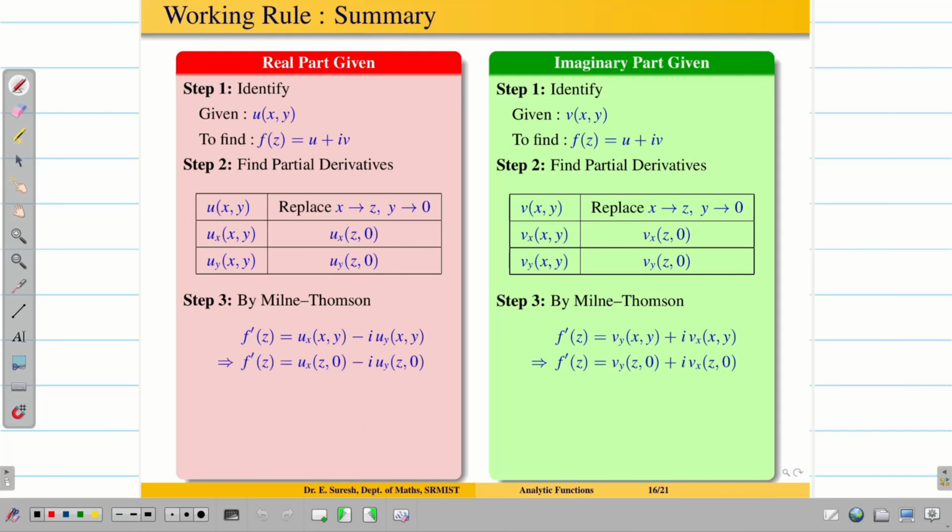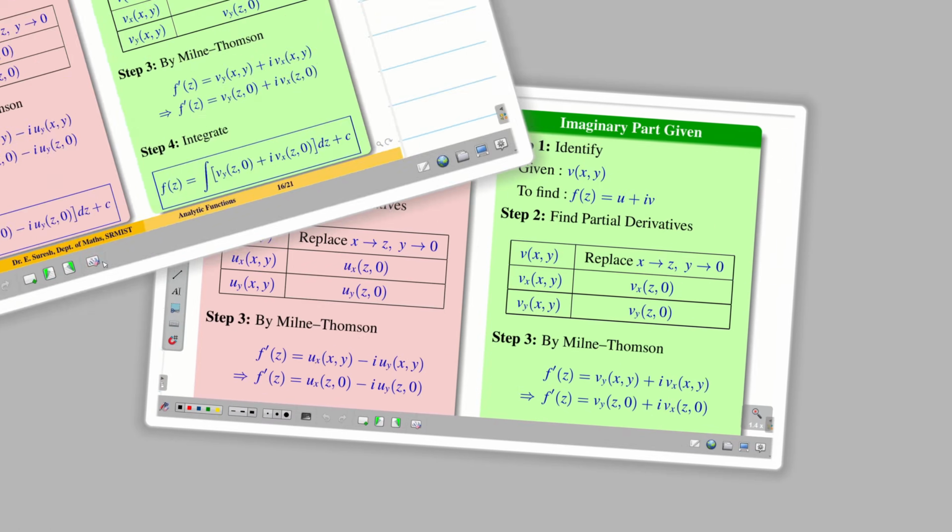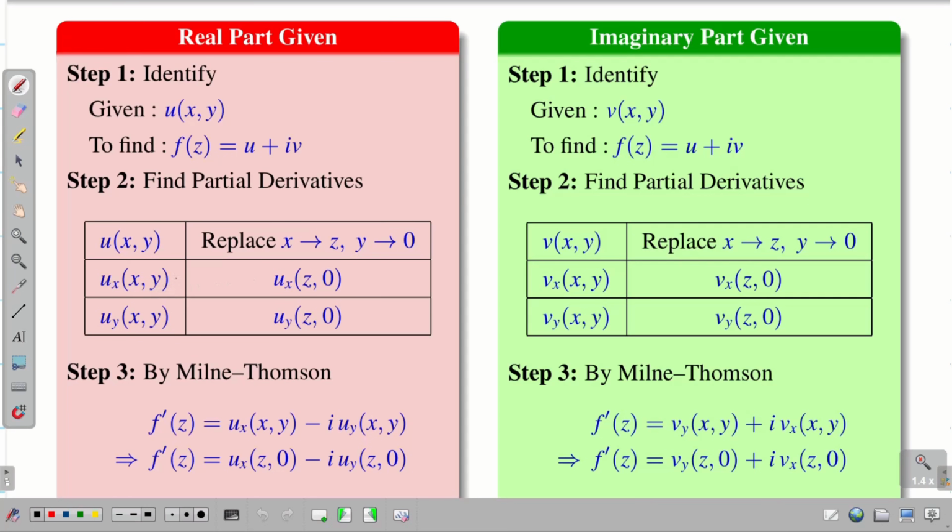So we get f dash of z. By integrating on both sides, we get the analytic function f of z. So this is the working procedure to find f of z, whether the imaginary part is given or the real part is given. So for the real part, we have to find ux, uy. For the imaginary part, we have to find vx, vy.